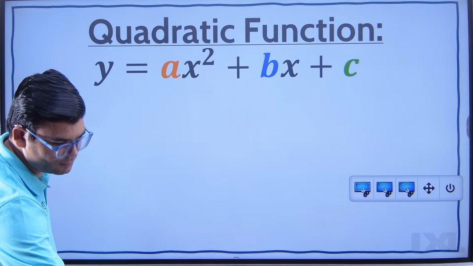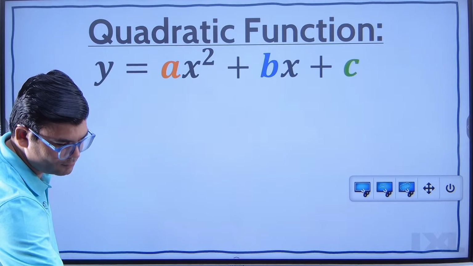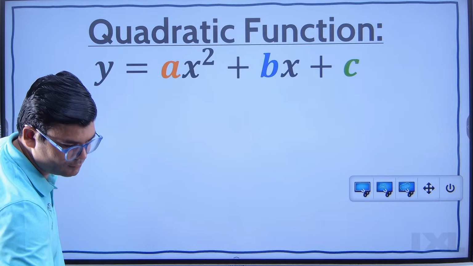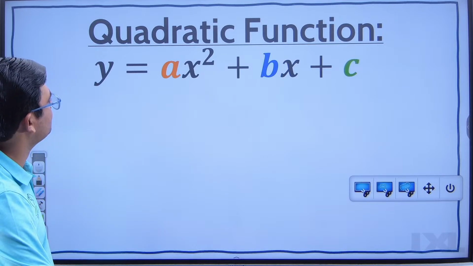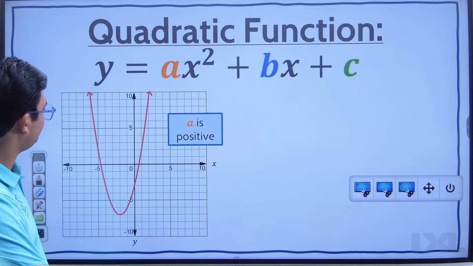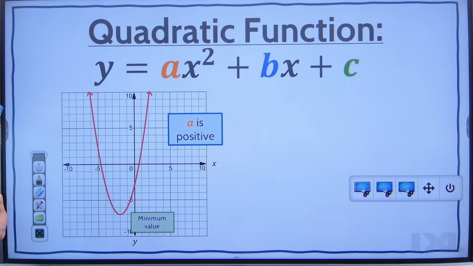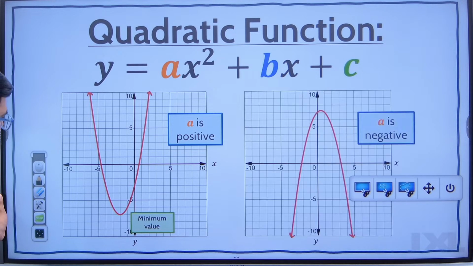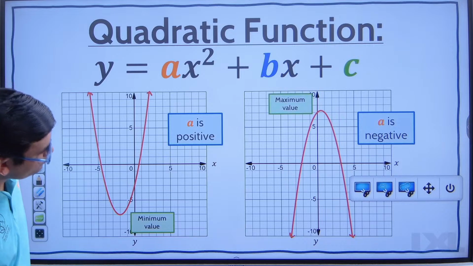We can tell right away if our parabola opens up or down by the value of a in our equation. If a is positive, the graph opens up like this. In this case, our function will have a minimum value. If a is negative, the graph opens down like this and has a maximum value.